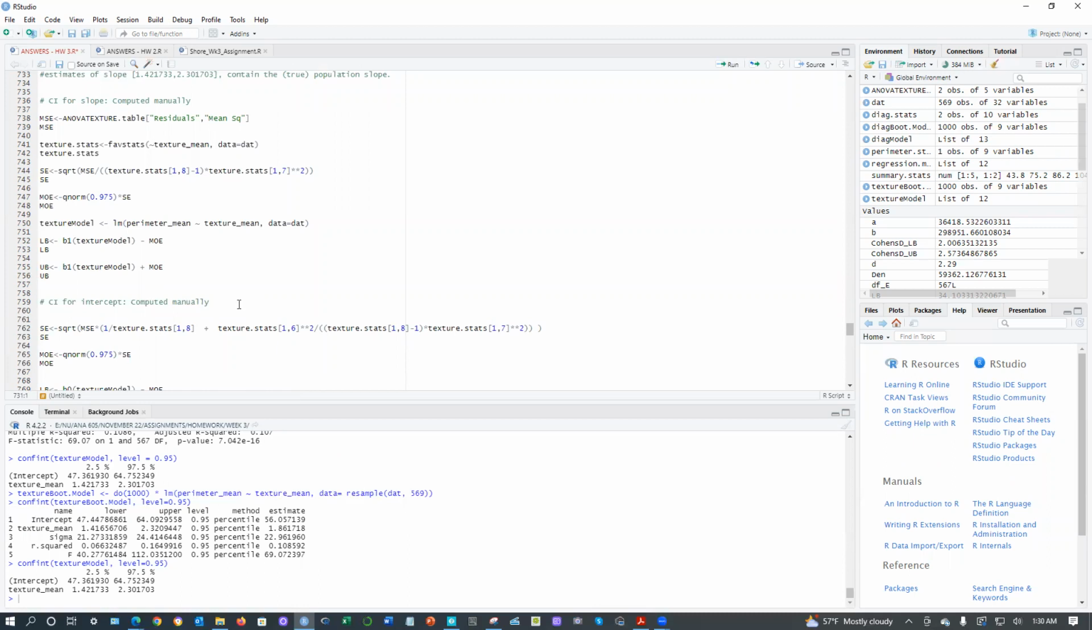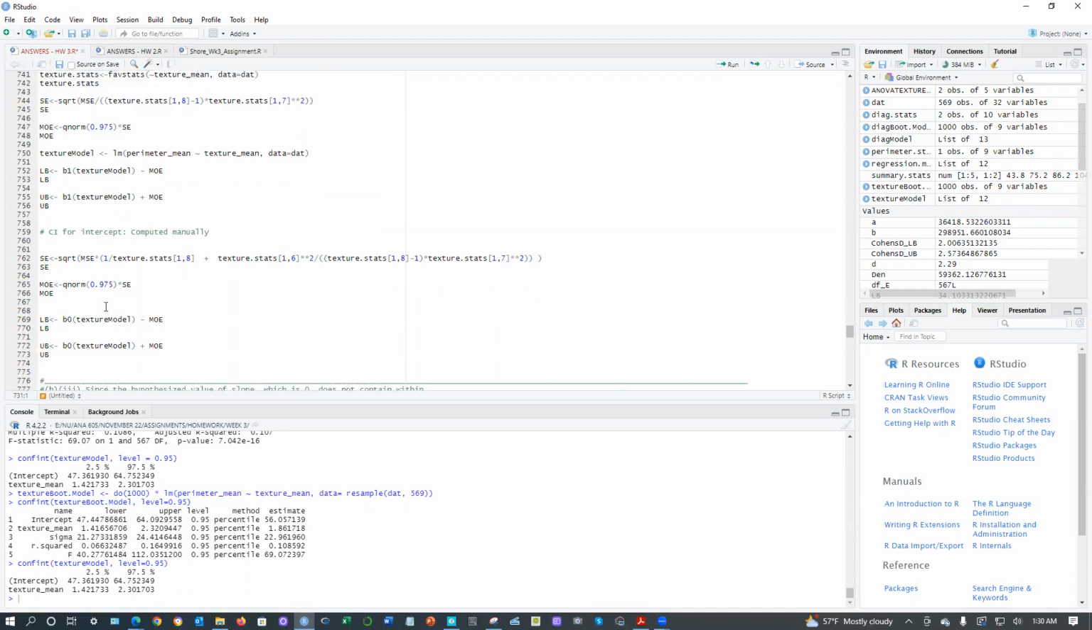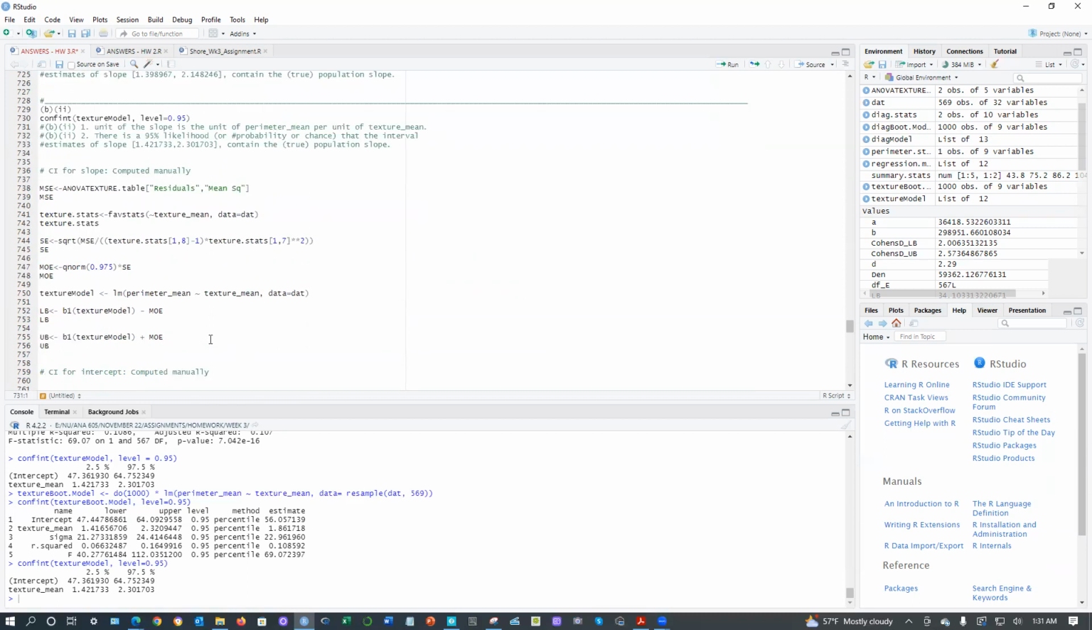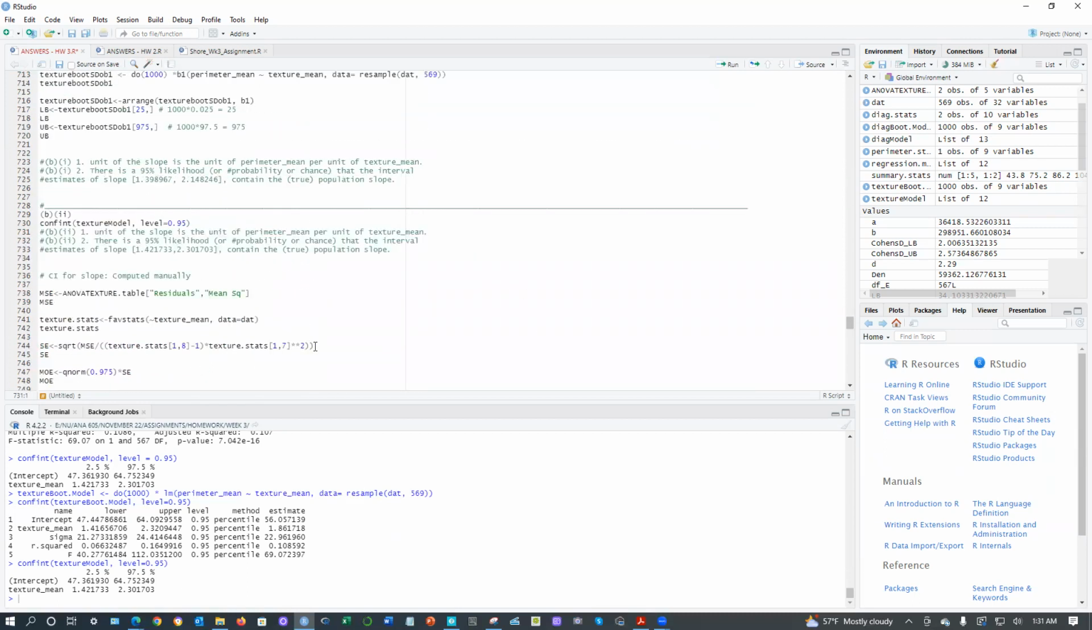Where is this one? Now we have to figure out how to get the confidence interval manually. Look here. From this one, go to B1 plus margin of error, or enter it in the computer. That's kind of the same thing. B0, or the intercept, same thing. But anyhow, okay, let's look at this confidence interval.